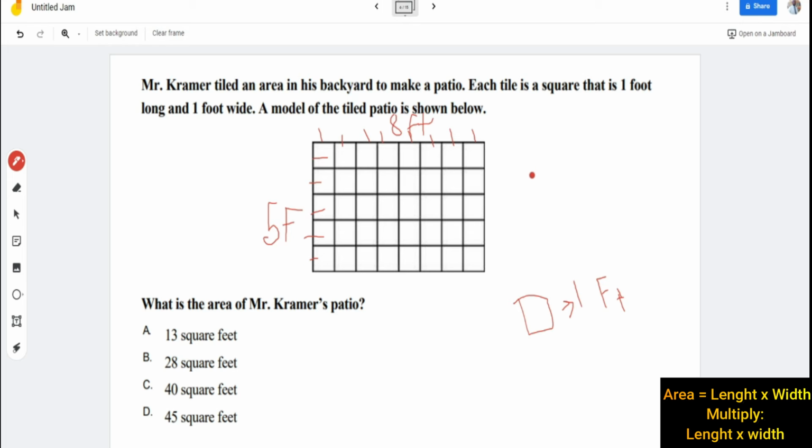We have to multiply. Area is width times length, or length times width. We can do 8 times 5 or 5 times 8. The product is the same, 40 and 40. So 40 is square feet.